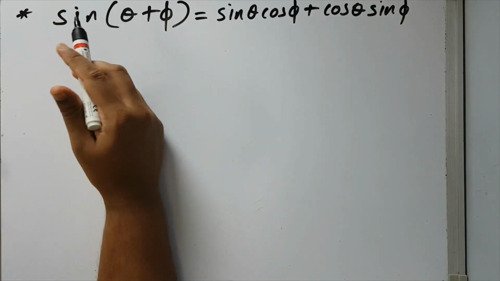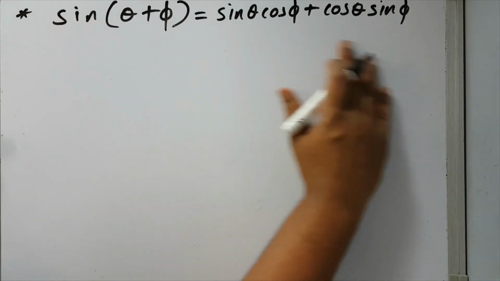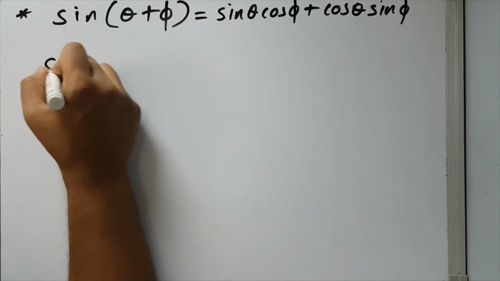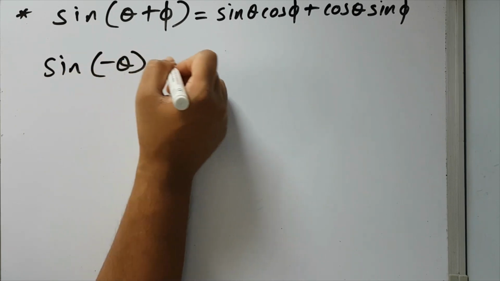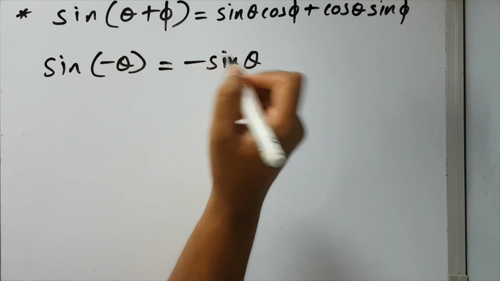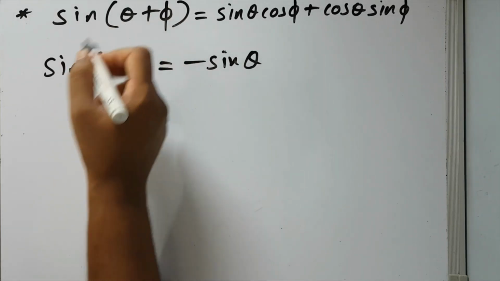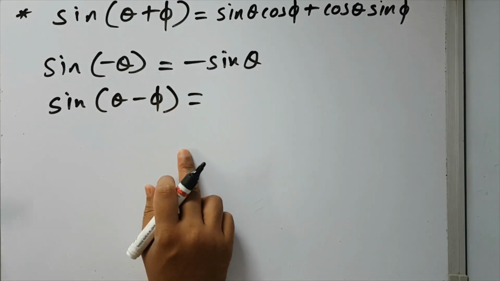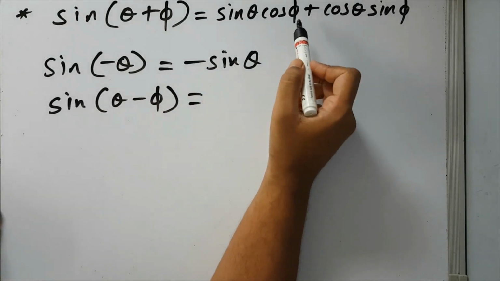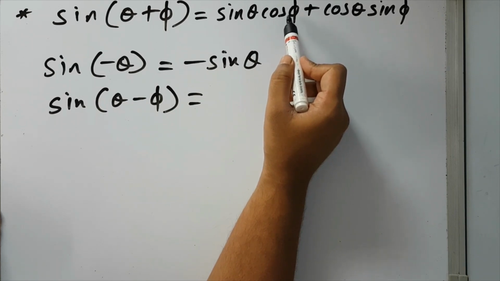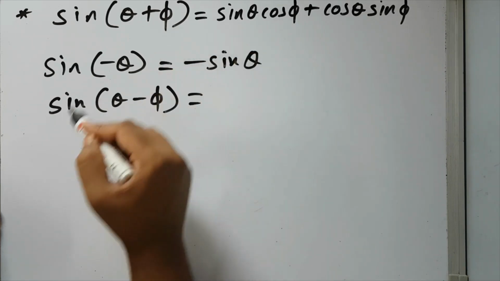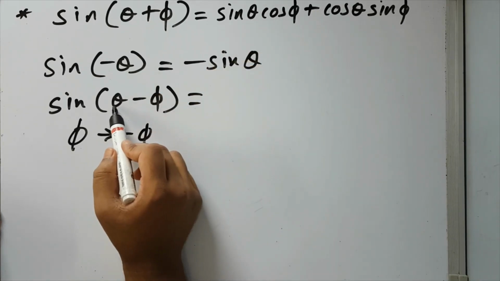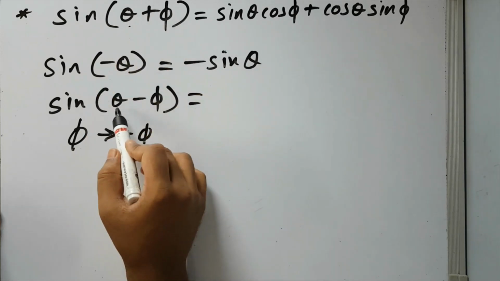Now using this formula, what all different formulae can you derive? If you remember, sine of minus theta was equal to minus sine theta. We are going to use this here. So what would be sine of theta minus phi? All you need to do is replace phi with minus phi. So this would be theta plus minus phi, that would be theta minus phi.